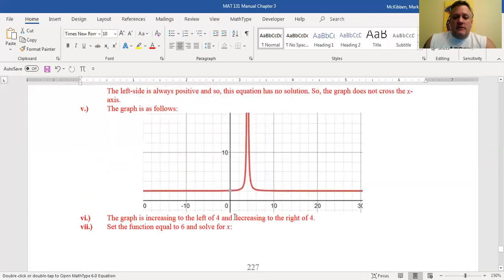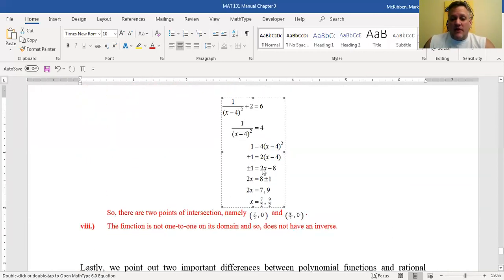And then lastly, that was an example of a horizontal line that hit the graph in 2 spots. And so that proves the function's not one-to-one, and so it does not have an inverse on its domain.